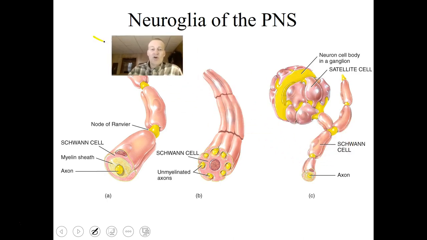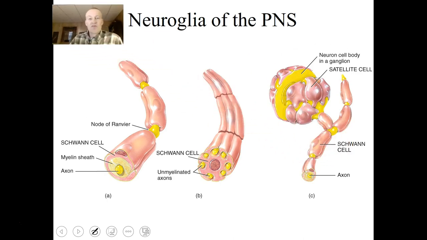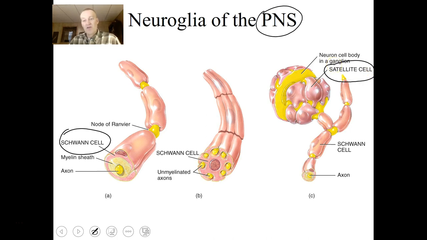There are a few neuroglial cells that are found specifically in the peripheral nervous system. That would be your nerves coming out of the brain and spinal cord. The nerves are going to have Schwann cells wrapping around their axons for the myelin or insulation. And there are also satellite cells that are around some of the cells of the peripheral nervous system. These satellite cells act very similar to astrocytes, creating structural support for the nerve cells in the peripheral nervous system.